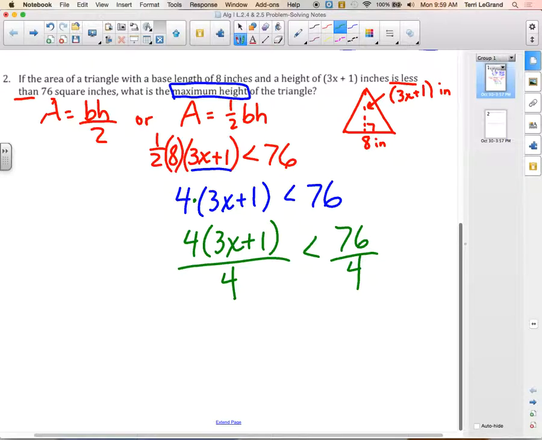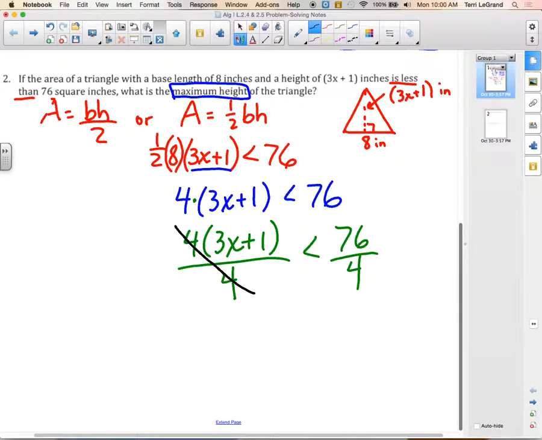So now what happens? These just cancel. We're not going to do that distributive property and get 12. We're going to cancel those because look at what's left now. What is this 3x plus 1? What's it representing? The height. What were we supposed to find? The maximum height of the triangle.